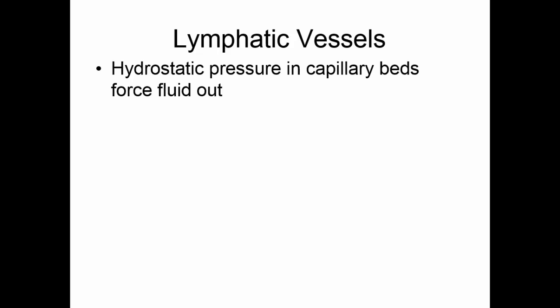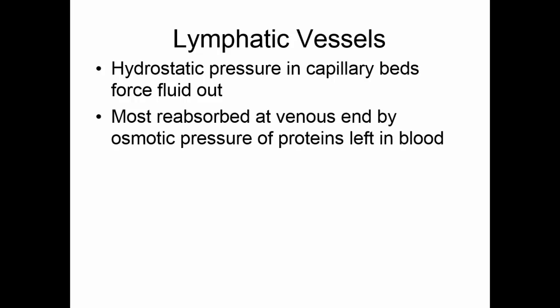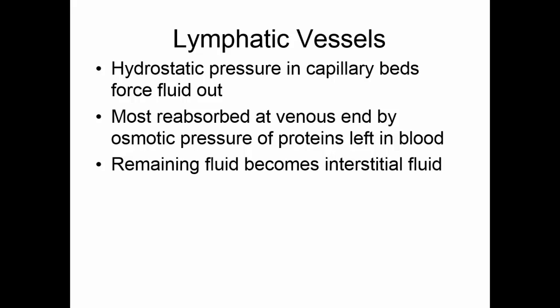Hydrostatic pressure in the capillary beds forces fluid out of the blood at the beginning of the capillary bed to wash it through the tissues. This fluid will contain nutrients and oxygen, and as it washes across the tissues, we exchange oxygen and carbon dioxide, nutrients, and waste products. Most of this fluid returns back to the capillary bed at the venous end of the capillary bed, but some of it is left in the tissue.